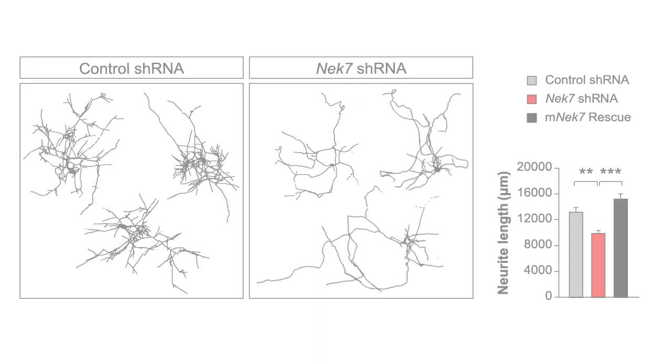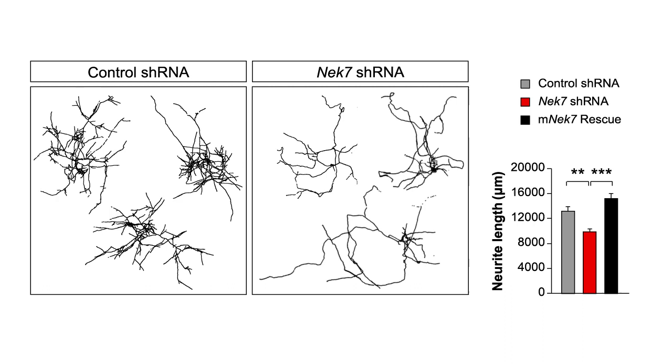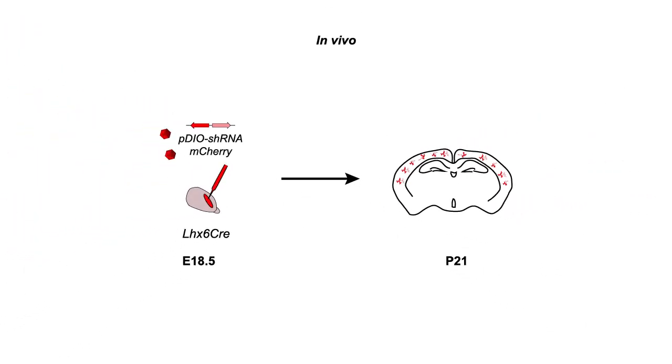Since interneuron axonal arbors are highly branched and convoluted, defects in axon dynamics may impact normal axonal morphology in these cells. We found that the average neuronal length of interneurons in culture, among other variables, was significantly decreased when depleting Nek7. But what happened in more physiological conditions?